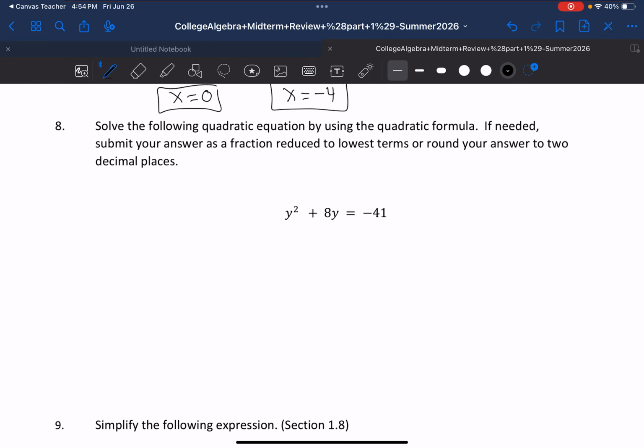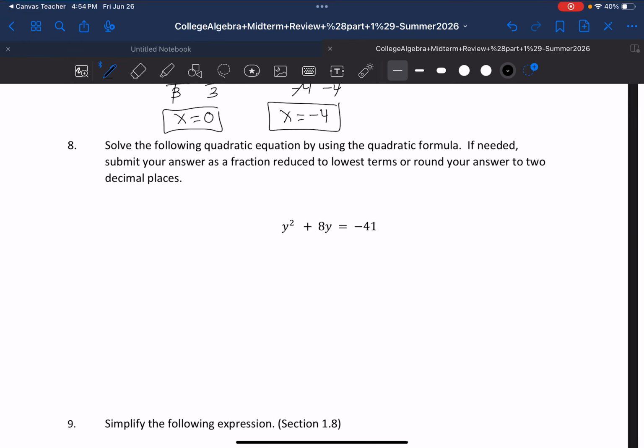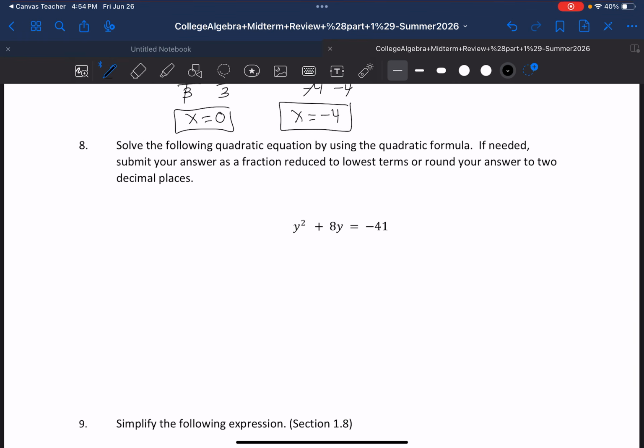Okay, number 8, solve the following quadratic equation by using the quadratic formula. So if you remember, the quadratic formula is negative b plus or minus the square root of b squared minus 4 times a times c, all over 2a. All of that's divided by 2a. This is the quadratic formula, so you would definitely want to have that on your flashcard.